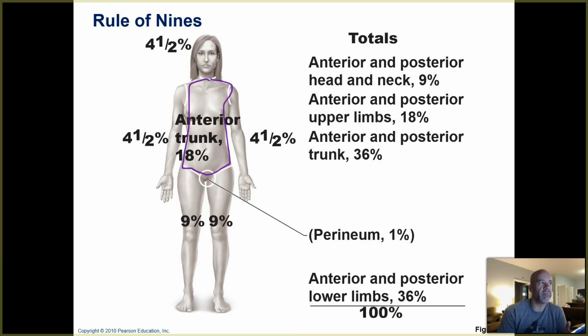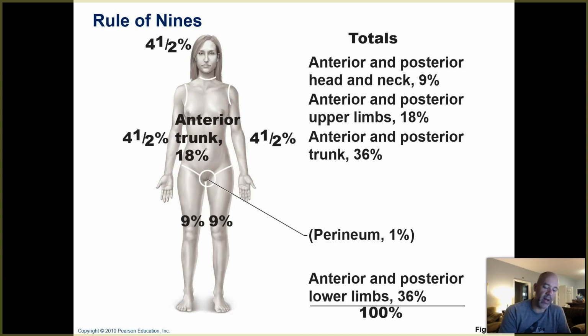What if about half of the posterior trunk and the posterior side of the left arm has been completely burned? Half of the posterior trunk would be about 9%. Posterior part of the left arm would be about 4.5%. Put those together and you've got 13%. So you can see how they use this to estimate the skin surface area that has been burned.